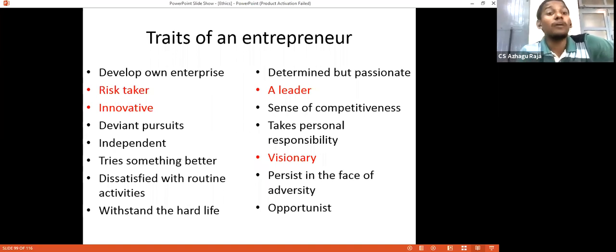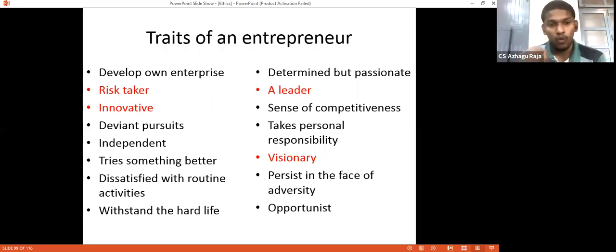An entrepreneur should develop his own enterprise, right? Only then is he called an entrepreneur, because we have seen in the previous slide the relationship between entrepreneurship and enterprise. And risk taker and innovative, we have seen. Deviant pursuit: deviant means deviation, adapting to changes, right? When a technical change takes place, or when we have corona, adapting to the technological changes, adapting to any kind of changes, is called deviant pursuit. And he is always independent, not only financially independent, he's independent of the old.